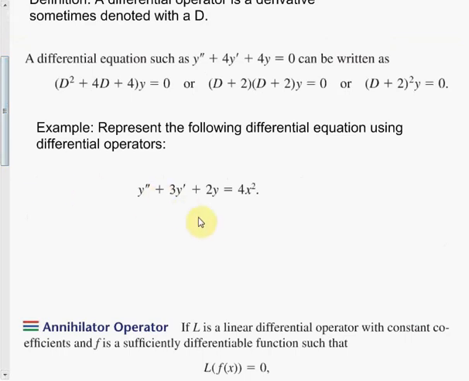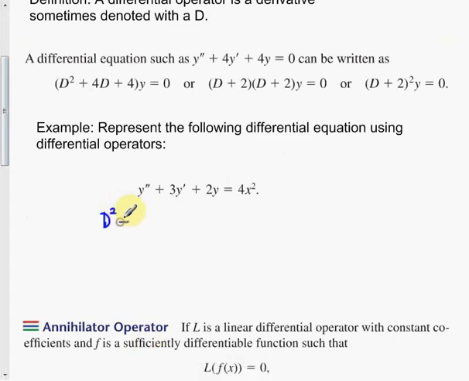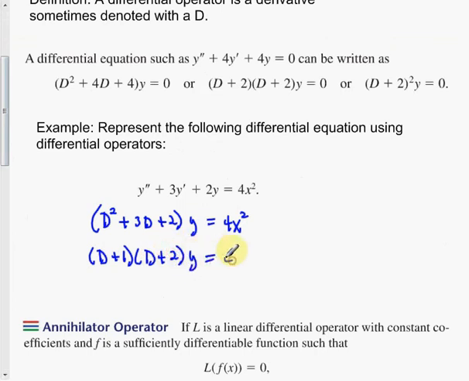Represent the following differential equation using differential operators. So you could write this as D squared plus 3D plus 2 said to be operated on y. That's equal to 4x squared. And you can simplify that if you wanted to. So this is D plus 1 times D plus 2 operated on y is equal to 4x squared.